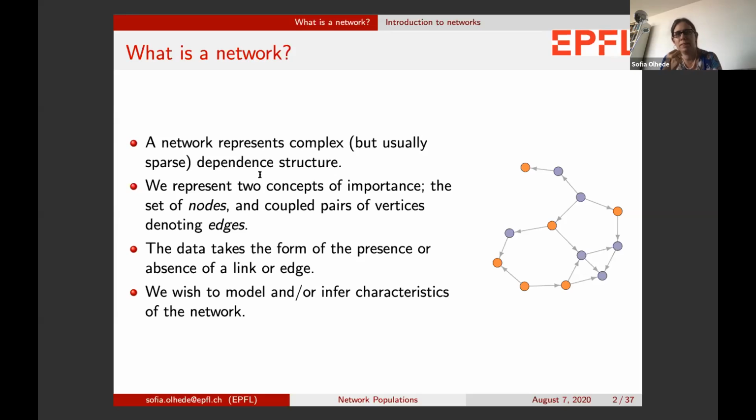So just to get the terminology down, I think networks are kind of ubiquitous nowadays. So people know what all the words mean, but just to be sure that we're all on the same page. A network is just a representation of interactions or dependence between a set of variables. And the set of variables are normally referred to as nodes or vertices. And between the nodes and vertices, we have edges. And the data really takes the form of edge variables, which tell you whether an edge is present or absent. And what we normally wish to do is to model or infer properties of the whole network.